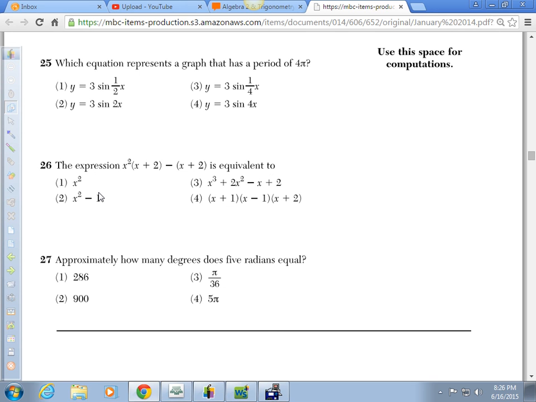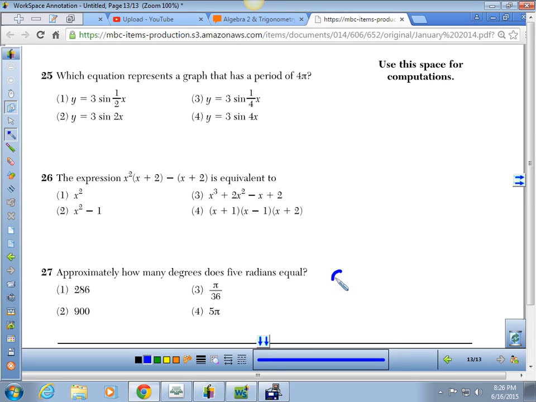How many degrees is 5 radians? How do we convert radian to degree? I have 5 radians. What am I going to multiply by to change it to degrees? 180 degrees over pi radians. What unit cancels out now for me? The radians. Is there a pi to cancel out, though? No. So just multiply it.